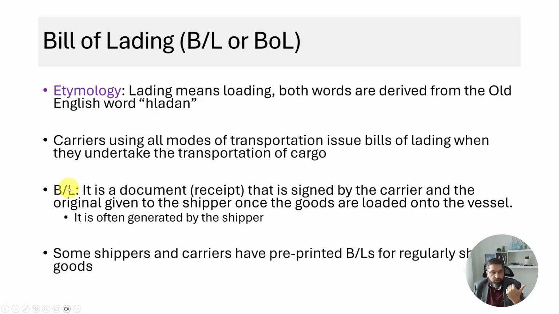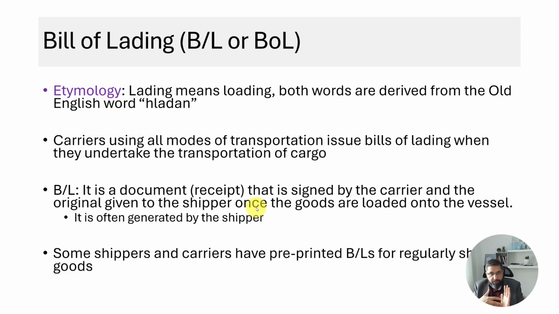So BL, the short form, is a document receipt that is signed by the carrier and the original given to the shipper once the goods are loaded onto the vessel. It's often generated by the shipper. So it's a document that the shipper can show anybody else because it has a signature of the carrier company that proves that the goods were handed over to the carrier. Now you'll realize its importance when we talk about letter of credit, because the seller, to get paid, has to show evidence that they actually delivered the goods, right?